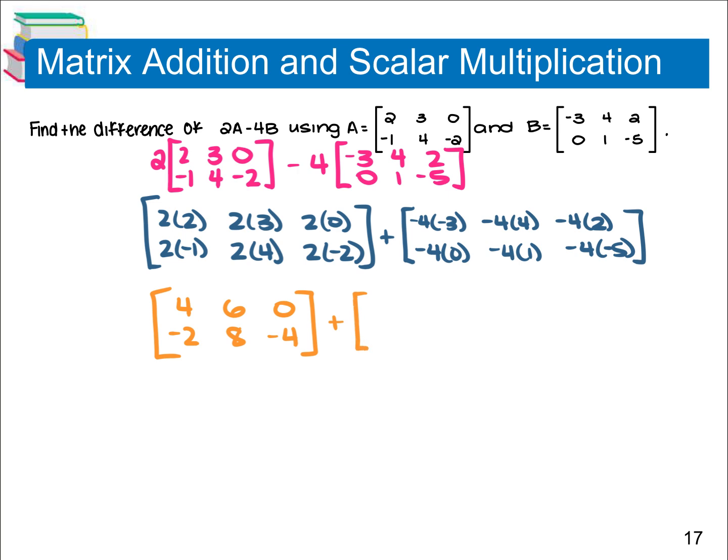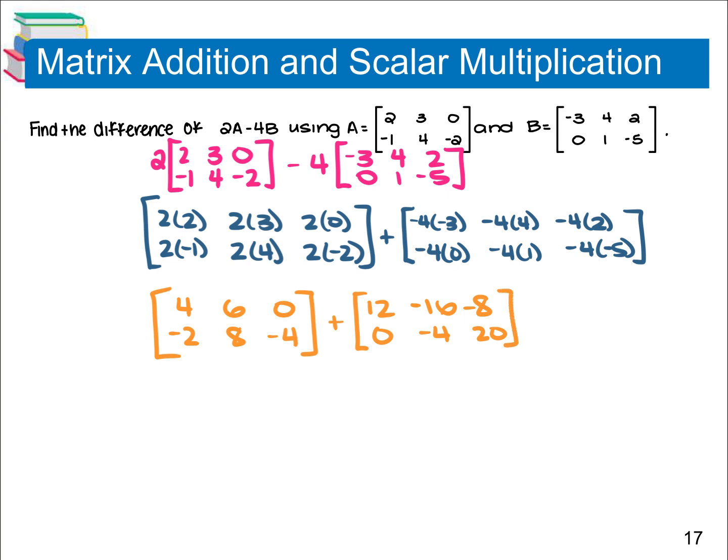In the second matrix, you have negative 4 times negative 3, which is 12. Negative 4 times 4, which is negative 16. Negative 4 times 2 is negative 8. Negative 4 times 0 is 0. Negative 4 times 1 is negative 4. And negative 4 times negative 5 is positive 20.